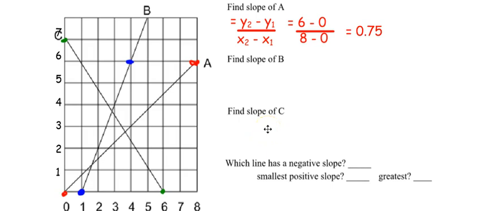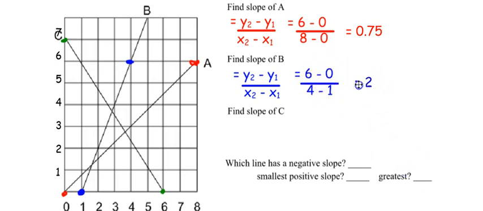In letter B, I don't have an origin, so I picked 2 points that went through like an axis, or the 2 lines where they intersect. So that really helps out. So here's my equation again. So here my y2 is 6, my y1 again is 0, but now my x2 is 4, my x1 is 1. So I get 6 divided by 3, and hopefully you can do your math, and that's equal to 2.